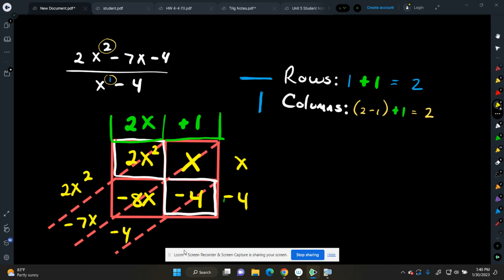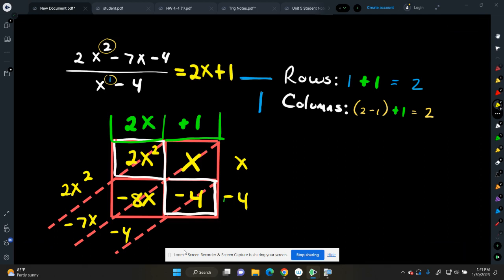Okay, we always want to finish our table because we want to be able to check to see if it worked. Right? We've got the 2x squared on this diagonal. On the middle diagonal, I have positive x minus 8x, and that adds up to minus 7x. And on the last diagonal, we have negative 4, so that works. So this equals 2x plus 1, and we're done. It's that easy.